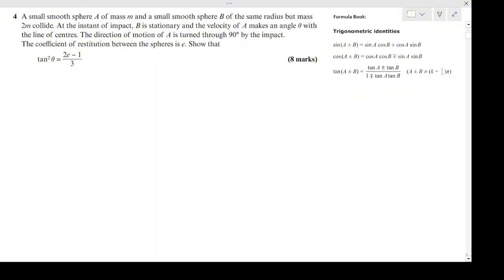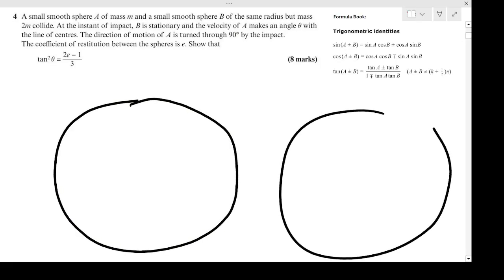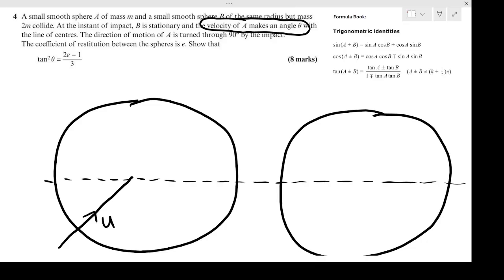So again, I'm going to draw a nice big diagram. I've got my two spheres like this. Firstly, the line of centers here. Now, what am I told? For A, the velocity makes an angle theta with the line of centers. So let's say A approaches the line of centers like that. I'm not told an initial speed, so I'm just going to call that U, and the angle I'm told is theta. So it's quite general, right? I'm not really told anything, but there we are.